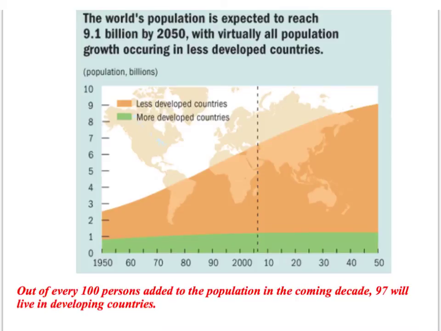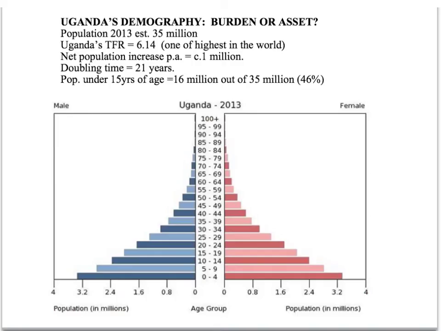And this graph shows what is projected to happen to the world's population by the middle of this century. So we can see that the projection is that by 2050 we're going to have a population in excess of 9 billion. And what's really significant is that most of that population growth is going to happen in developing countries. And it's in sub-Saharan Africa where we see the population growing the fastest.